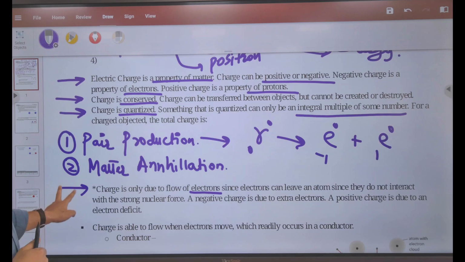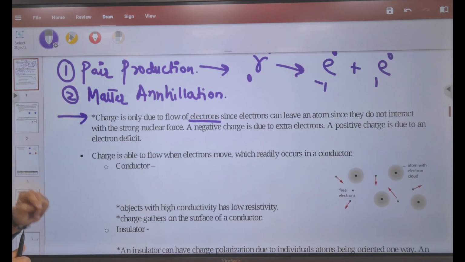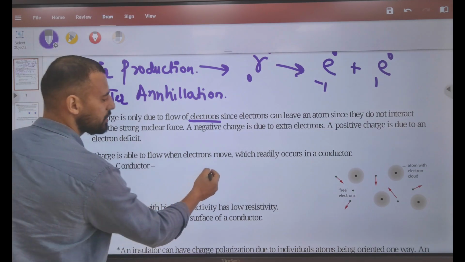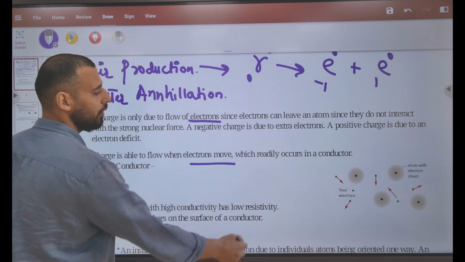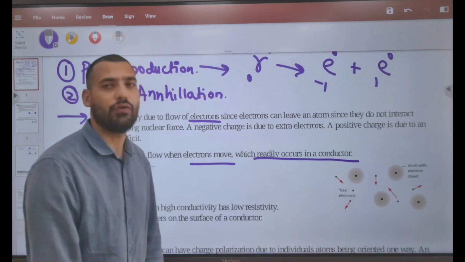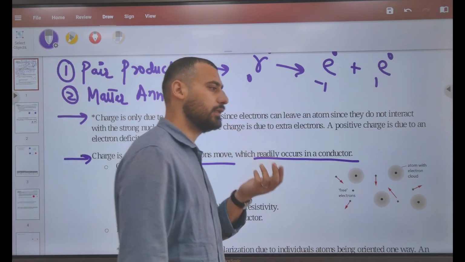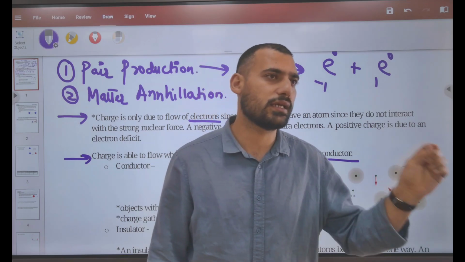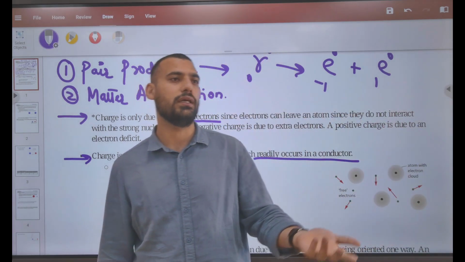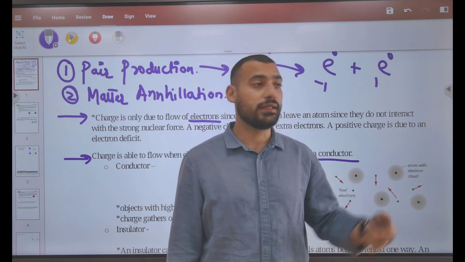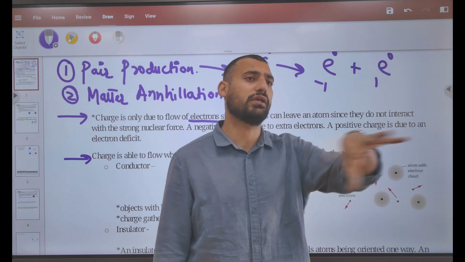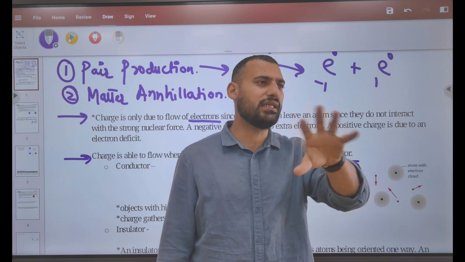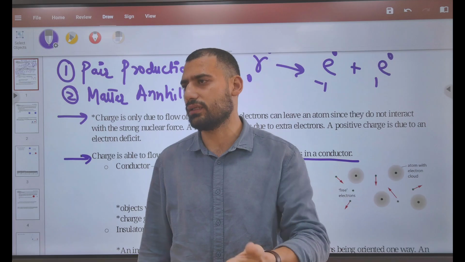Now there is one more important thing: charge is able to show when electrons move, which readily occurs in a conductor. In conductors, you see that current flows very fast, isn't it? The reason is these electrons have the tendency to flow very quickly in conductors. These electrons do not flow at all in an insulator. These electrons have intermediate conductivity in semiconductors.